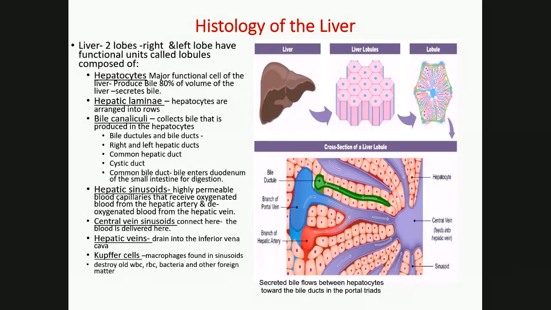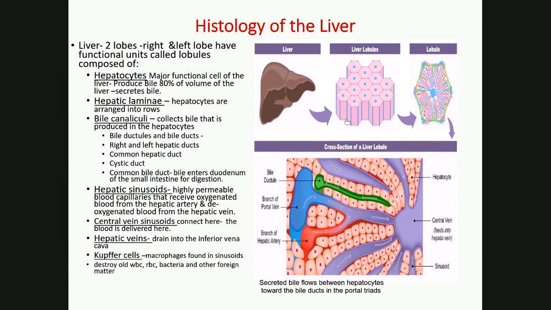So let's look at the liver in more detail. Histologically, the liver is made up of a right and left lobe that is made up of functional units called lobules. And you can see here the breakdown. These lobules are hexagonal in shape, you can see here. And let's talk about some of these details.